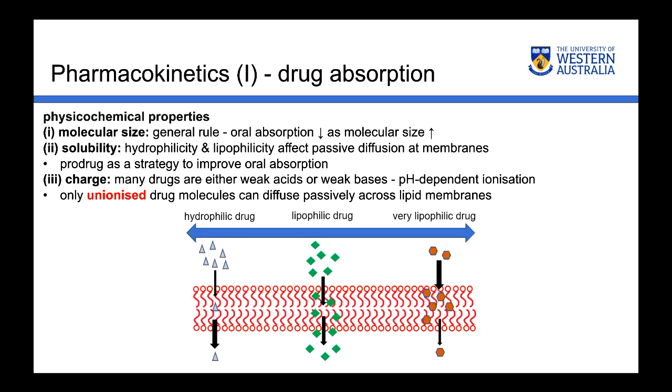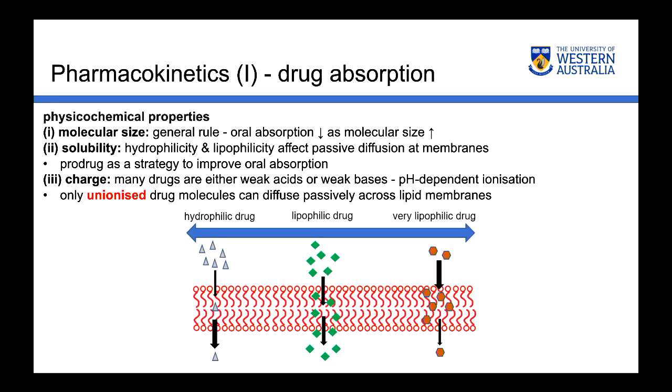Now, for those drugs that are hydrophilic, if they are administered orally, the absorption can be poor. In that case, a prodrug can be a useful strategy to improve oral absorption, because introducing a prodrug increases the lipophilicity of the drug, and therefore they are more likely to be able to cross the cell membrane and get into our systemic circulation. And we're going to touch on the concept of prodrug later.